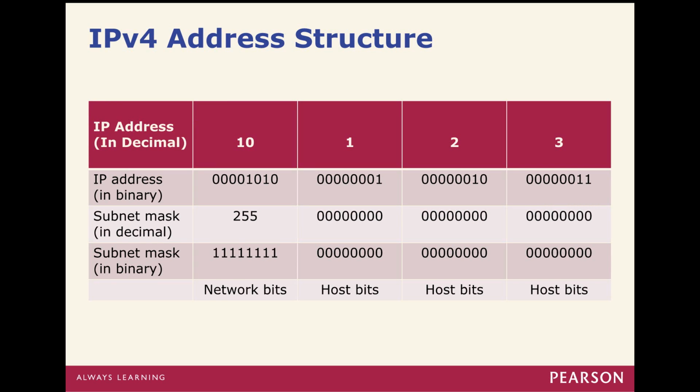So here we have the IP address in binary. We add the subnet mask in decimal. In this case, it's 255.0.0.0. Then we see the binary equivalent of those, and we can see that where we have the ones is within the first octet, so those represent the network bits. Everywhere else we see a 0, so that represents the host.